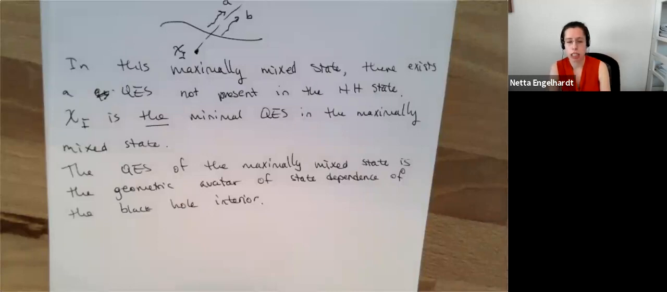What I said is that if you take the arguments that state dependence buys you out of firewalls, and then you ask, how do I see geometrically the state dependence in the reconstruction? This tells you, aha, it's that quantum extremal surface. That's the geometrization of the state dependence that can get you out of the firewall problem. Whether firewalls exist or not, or non-smooth horizons, I haven't said anything about that.